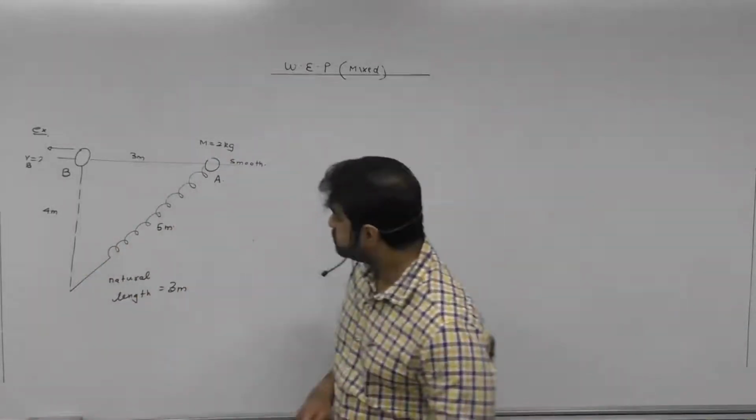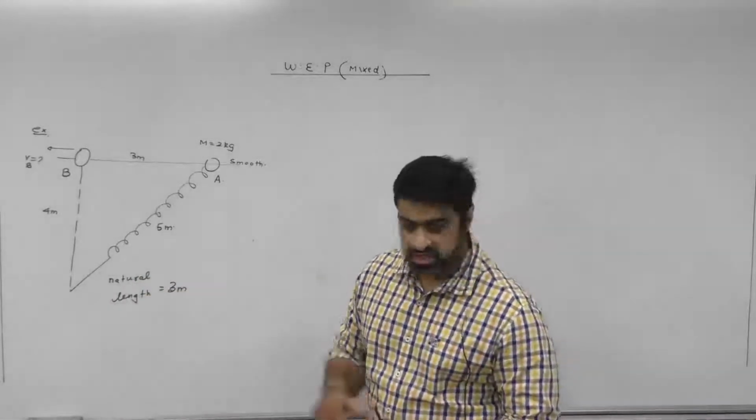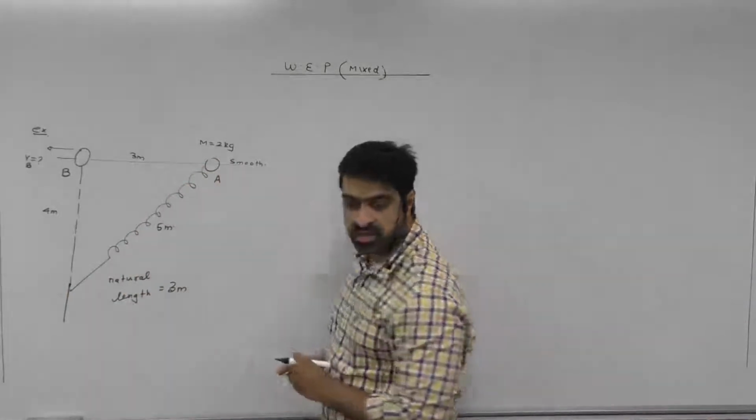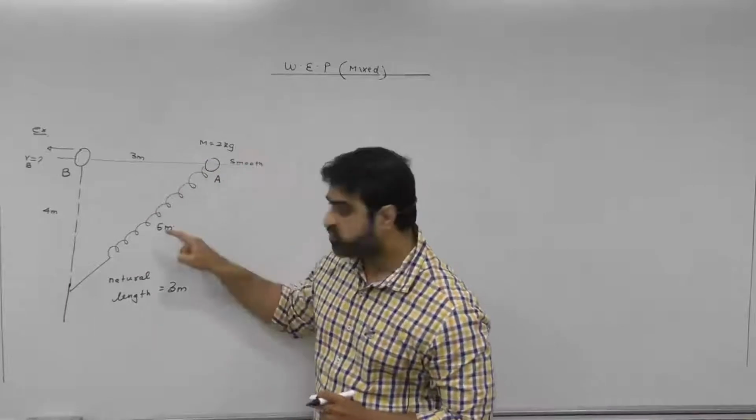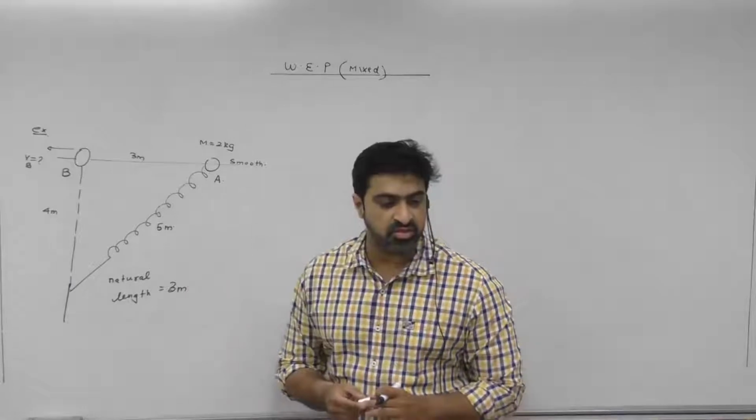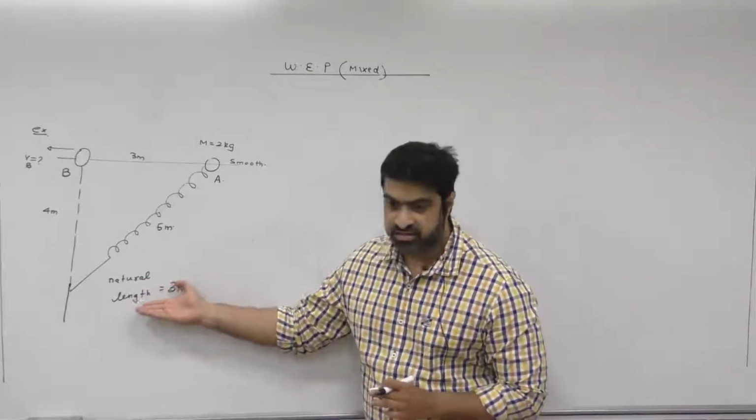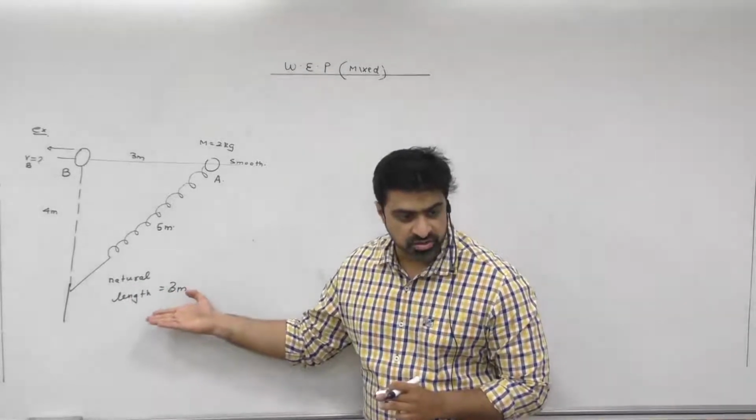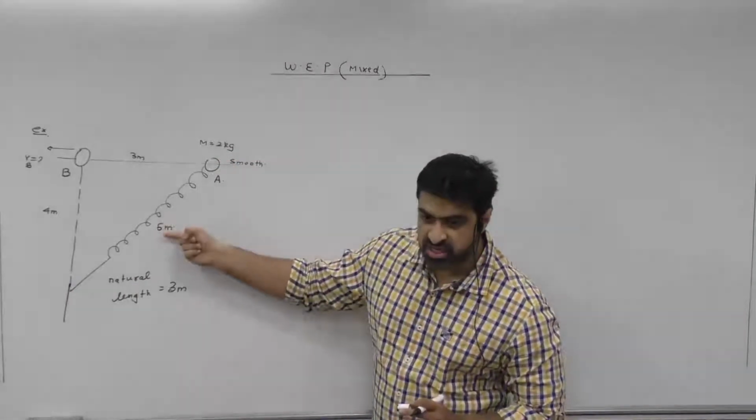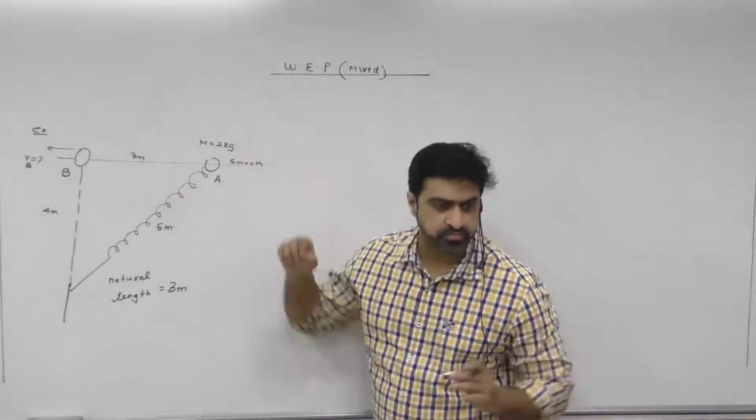This is a ring. It is attached to a spring. Initially, the ring was here and the spring was pulled to 5 meter. The natural length of the spring is 3 meter. So can anyone tell me how much is the initial extension at A? The natural length is how much? 3. The original length of the spring is 3. It has stretched to this much. So how much is the extension right now? 2. So the extension at A is 2.